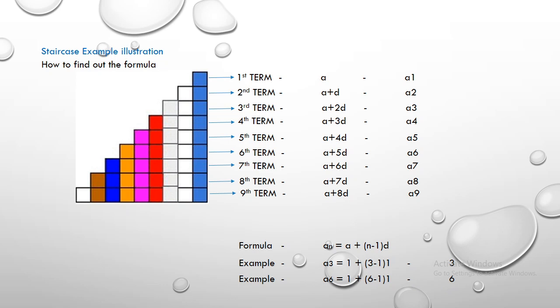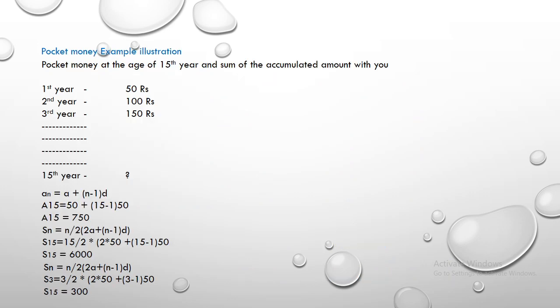Guys, we will just move on to the next example, that is the pocket money example evaluation. Say for example, a father is giving pocket money to his daughter every year. In the first year he has given 50 rupees, and every year he is going to increment it by another 50 rupees.